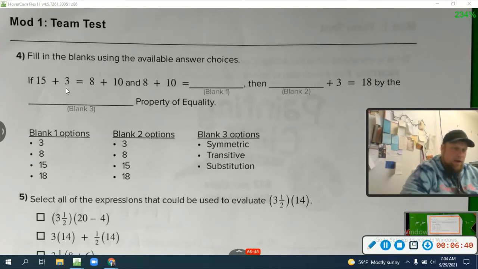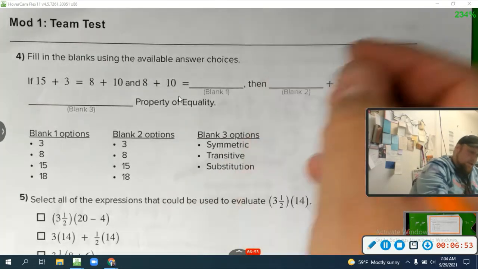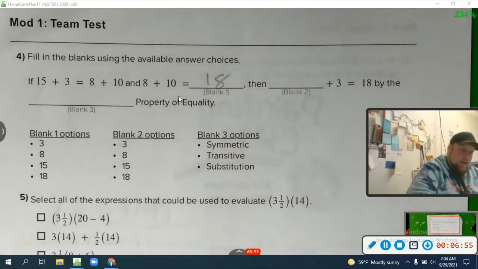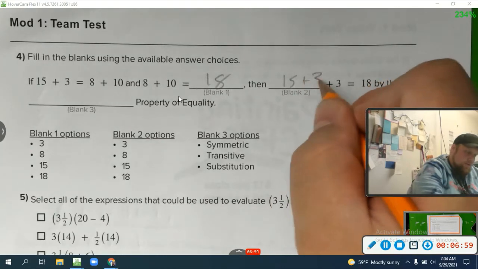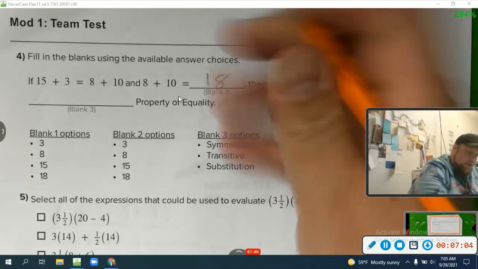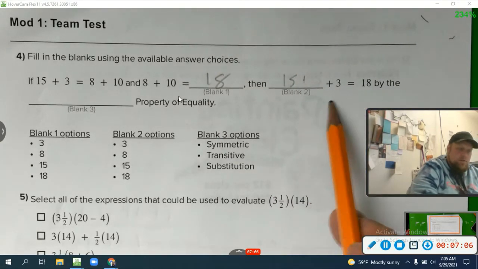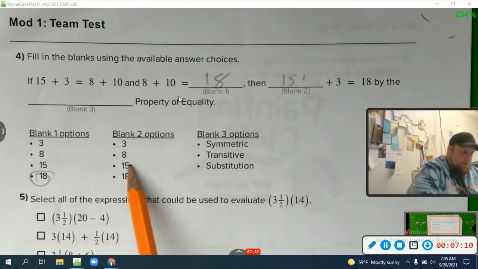Fill in the blanks. All right. Oh, another property we're looking at. 15 plus 3 equals 8 plus 10. And 8 plus 10 equals, well, what are we going to choose? What is 8 plus 10? 8 plus 10 is 18. Then what do we know? Then I can say 15 plus 3 equals, oh, it already had the plus 3. Got to pay attention. 15 plus 3 equals 18. So I just chose the 18 from the first one, and I chose the 15 from the second one.